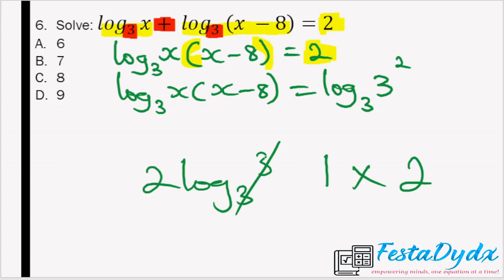Log 3 3, I can represent it this way: 2 at the back, then log 3 3. So 3 cancels 3, what is it? 1. Then 1 times 2 is the same thing as this 2 we have here. So we can change 2 to give us log 3 base 3 of 2.